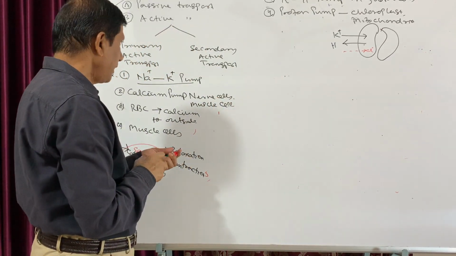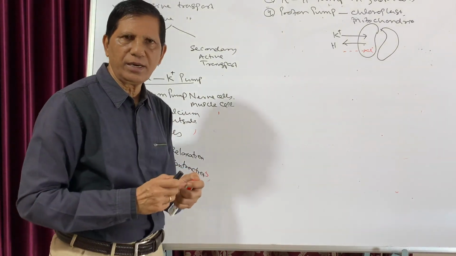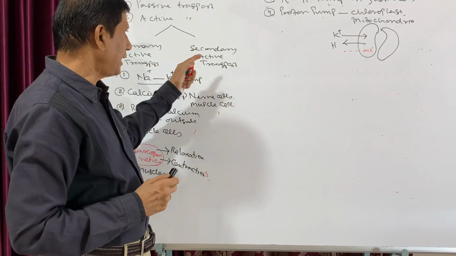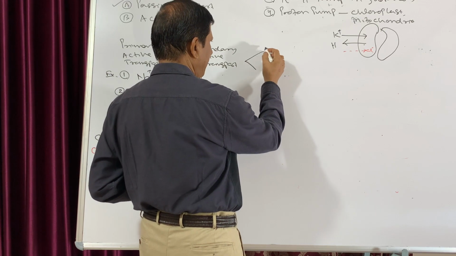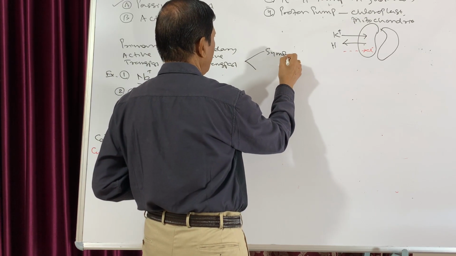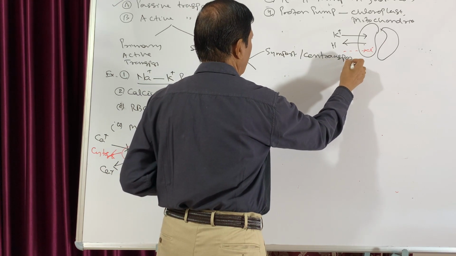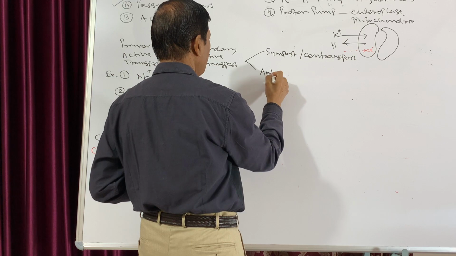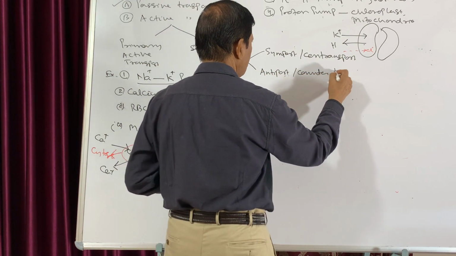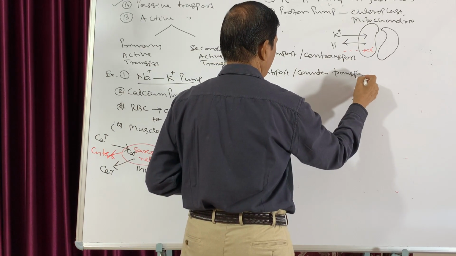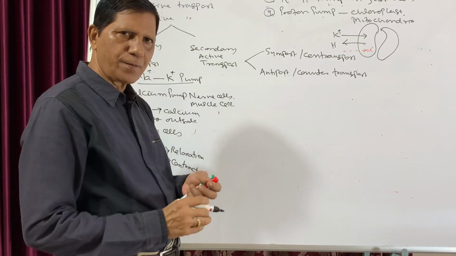In this secondary active transport, metabolic energy is not directly used, it is only accompanied by a coupled reaction. Now this is again of two types. It may be symport or cotransport, and the other is antiport or countertransport. Now, in these two cases, what happens?